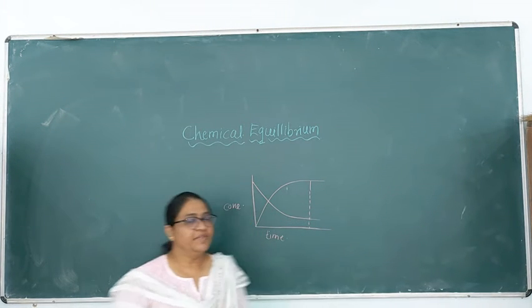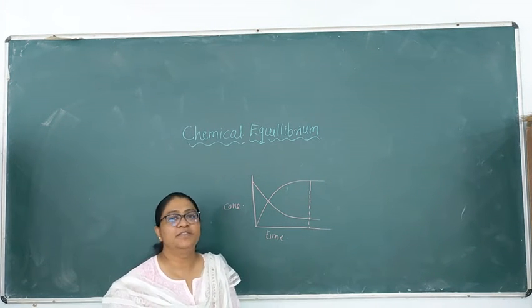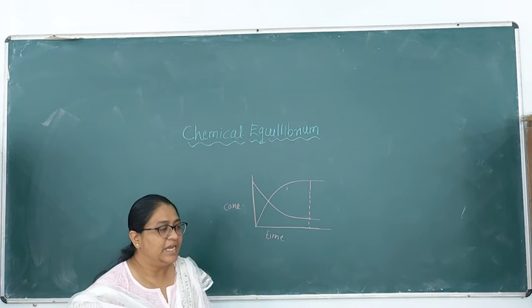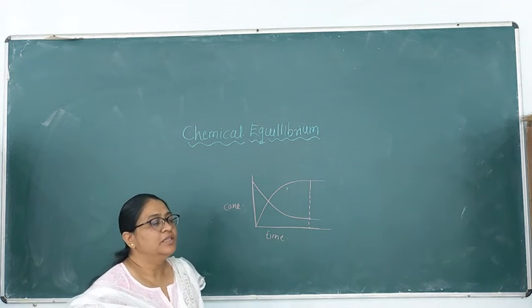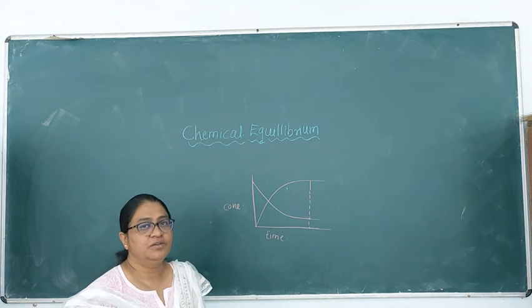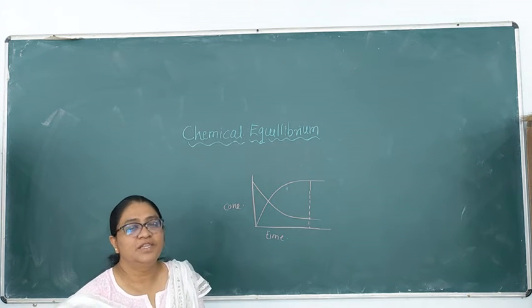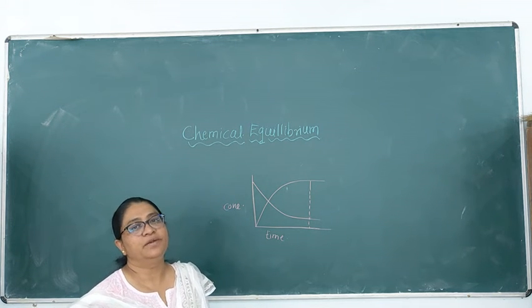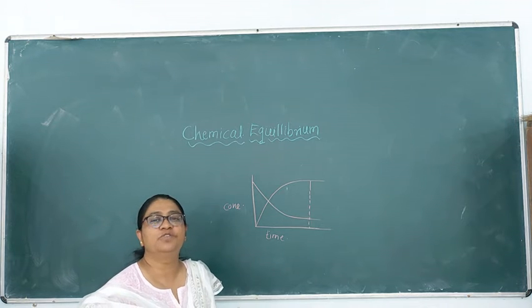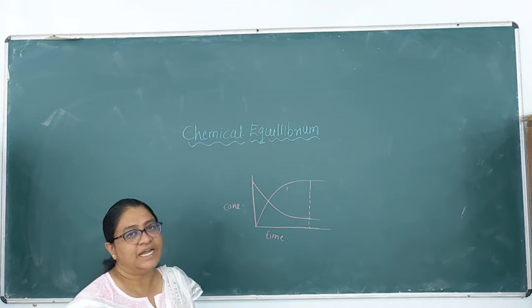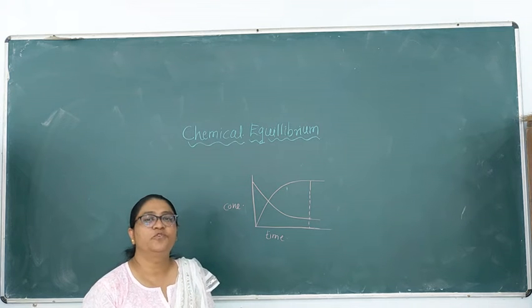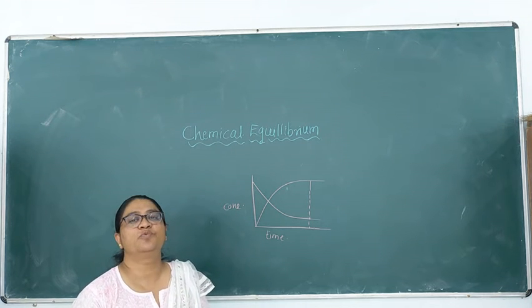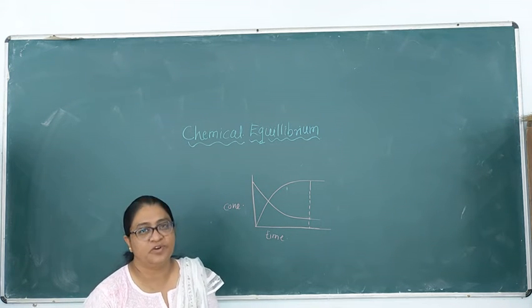Good morning everybody. Last time we had started with chemical equilibrium, and we have seen in the introduction of the chapter that the spontaneity of a reaction can be determined with the help of the thermodynamic parameter delta G, the change in free energy. When this delta G is negative, the reaction is spontaneous. When it is positive, the reaction is non-spontaneous.